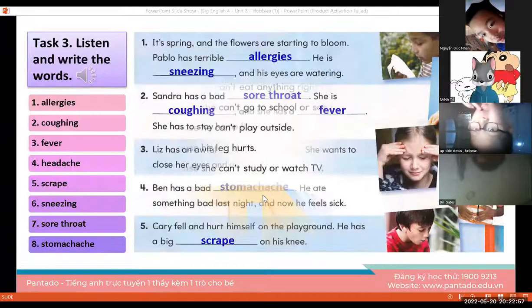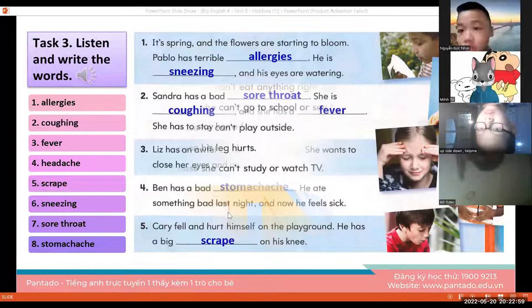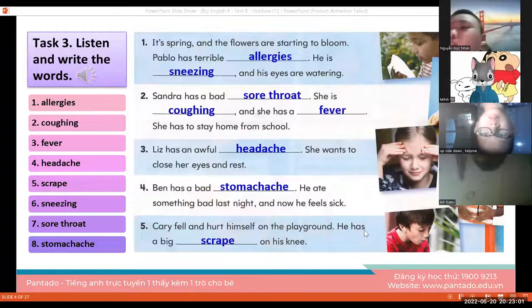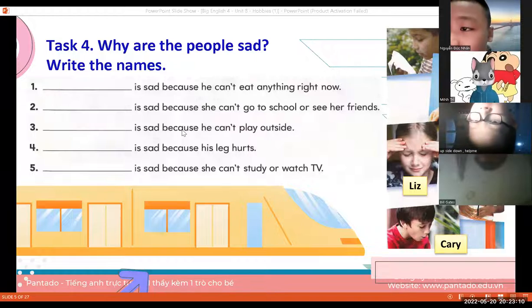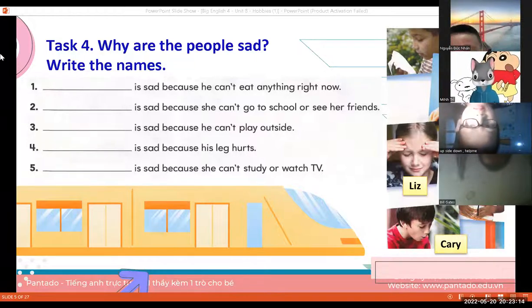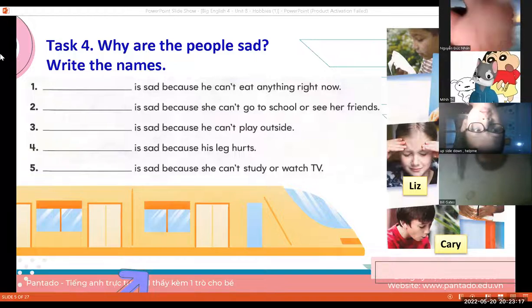If you read this one again, they say Carrie fell and hurt himself, then he has a big scrape on his knee. So yeah, he is sad because his leg hurts, okay? There is a big scrape on his knee, so he's sad right now. So of course the last one will be the other one, Liz, okay?